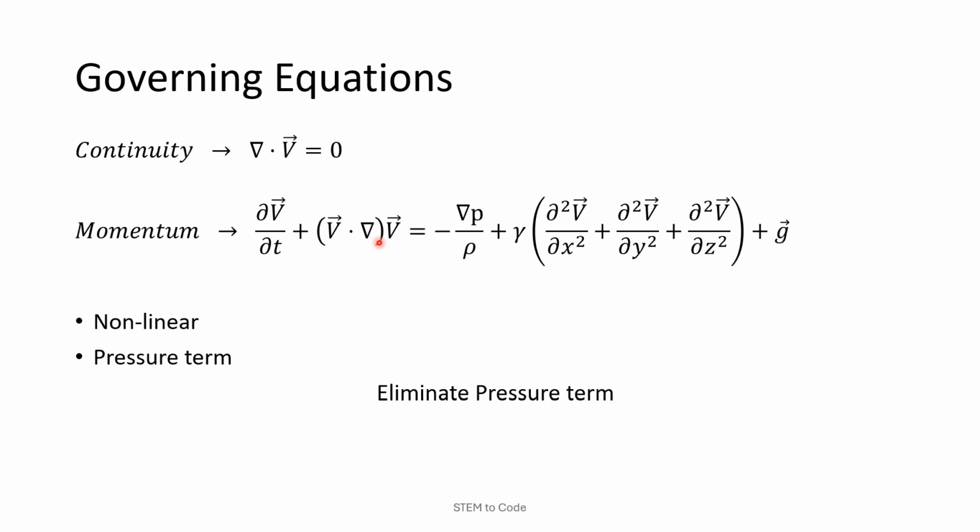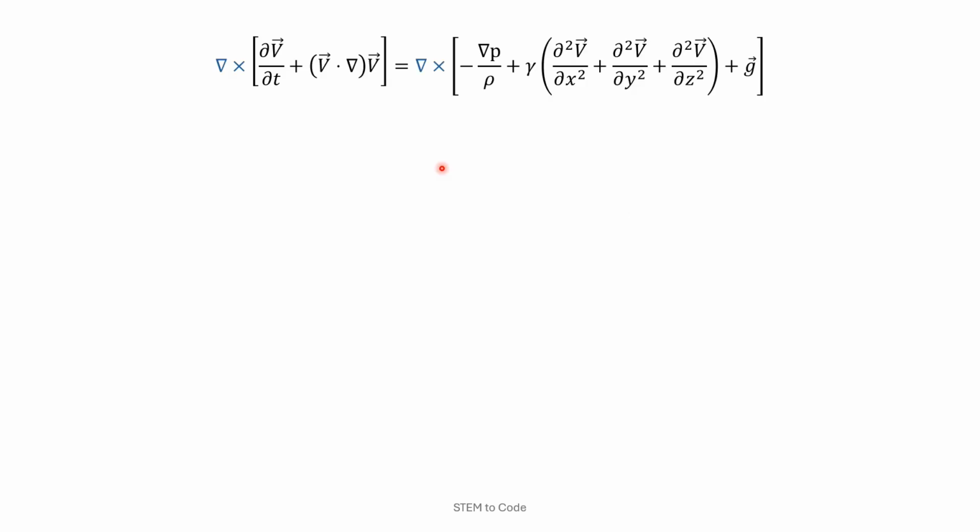Now from the vector identity, since the pressure term is actually a gradient of a scalar function, by taking the curl of the pressure term, it will reduce to 0. Because the curl of the gradient of a scalar function is 0. So now we will take curl on both the sides of the momentum equation. So here we have the momentum equation with curl operator on both the sides.